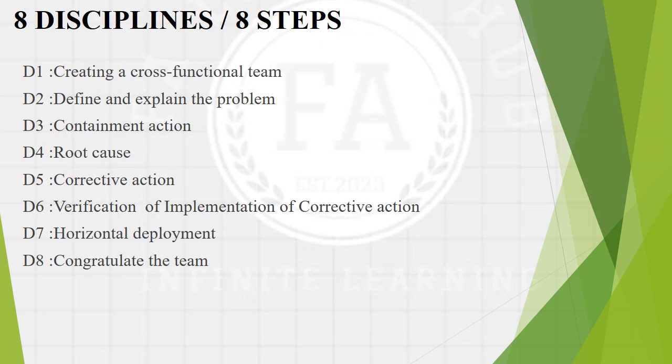What are those 8 disciplines or 8 steps? D1, creating a cross-functional team. D2, define and explain the problem. D3, containment action. D4, root cause. D5, corrective action. D6, verification of implementation of corrective action. D7, horizontal deployment. D8, congratulate the team.